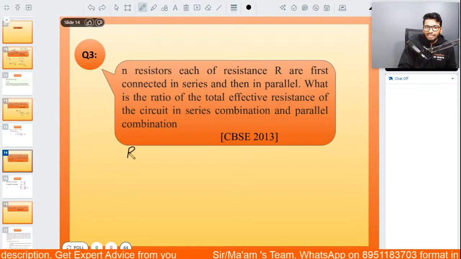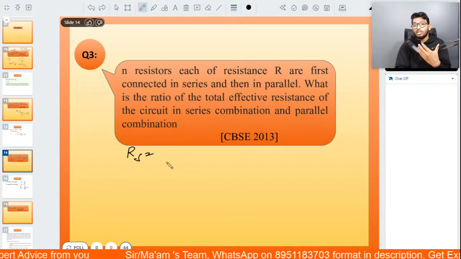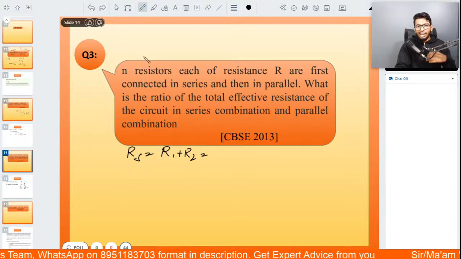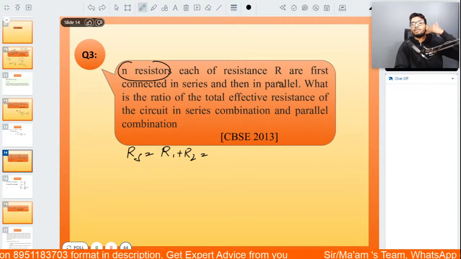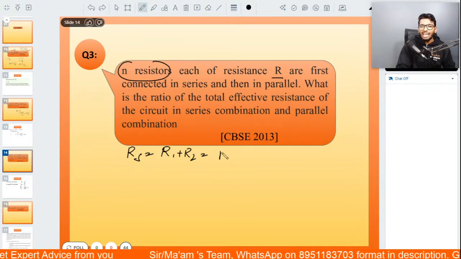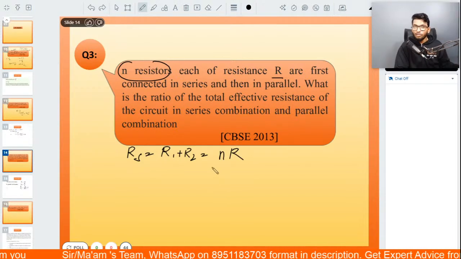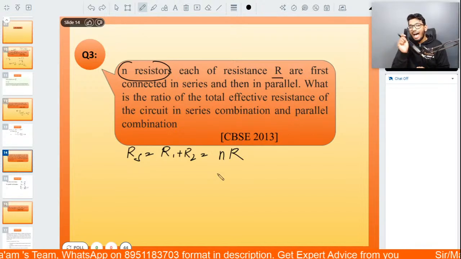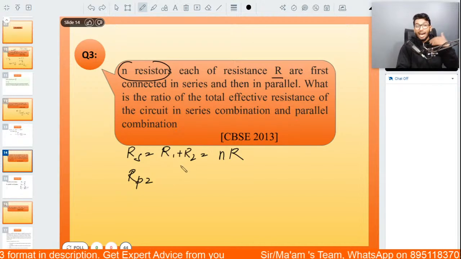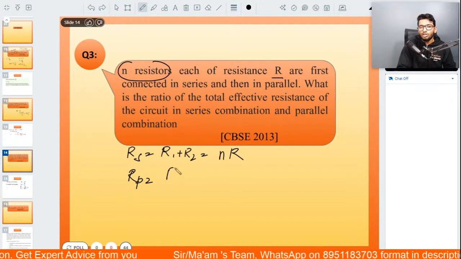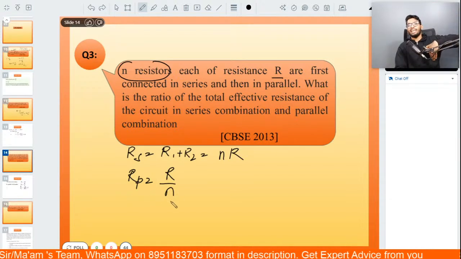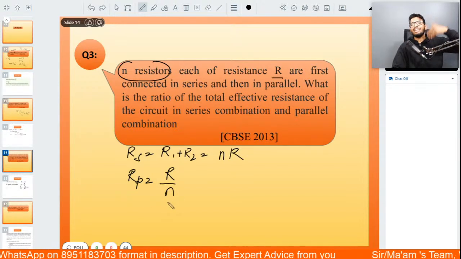Now, initially, they're connected in series. So RS, the equivalent series connection, is R1 plus R2, and now here there are N number of resistors, each of the same resistance R. So if you have N number of resistors with the same resistance, you can say it as N into R, where N is the number of resistors and capital R is the value of that resistance. Now here, you're also connecting them in parallel. When you have parallel connection, RP, the equivalent resistance, is equal to R by N, where R is the value of resistance and N is the number of resistors again.